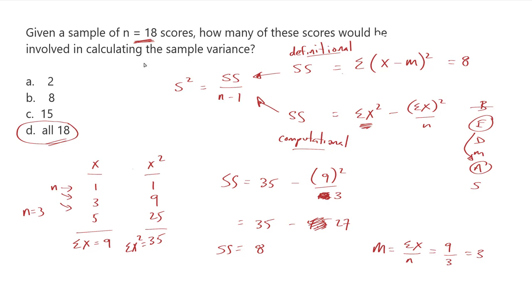I didn't want to do an example with 18 scores because that would have taken forever. Okay, so you can see that no matter what, sum of squares equals 8. Doesn't matter which formula I use. And each of the formulas made use of every single one of the numbers. So if I had 18 scores, I would use all 18 of the scores in order to find the sum of squares, which is how I find my variance.